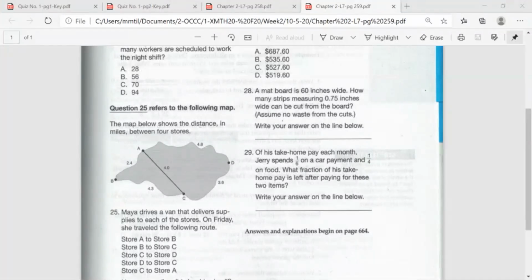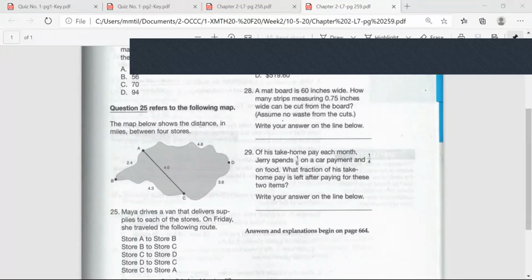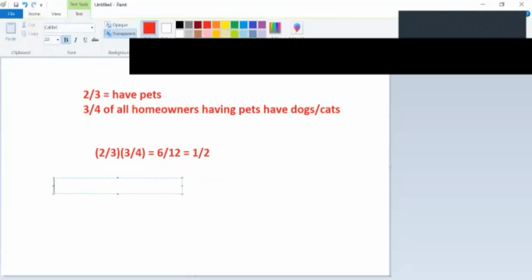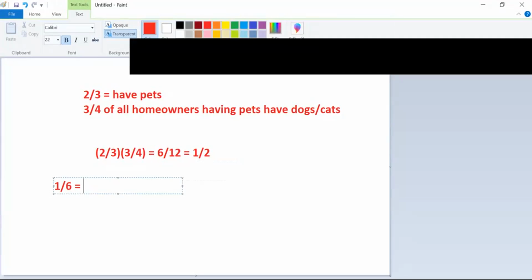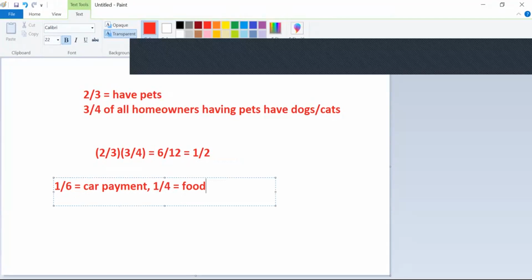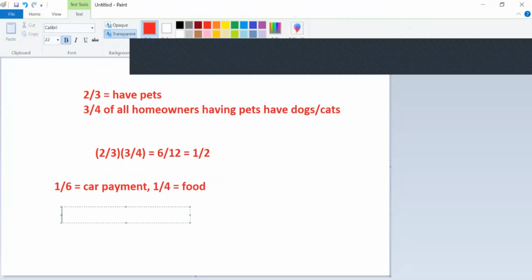Well, okay, so do it like this. Again, I'll share my paint board. This particular one, you've got 1/6 on something. What is it? His car payment. And the 1/4 is on food. And so the question is, what's left over, right? Isn't that what you're asking? Yeah.